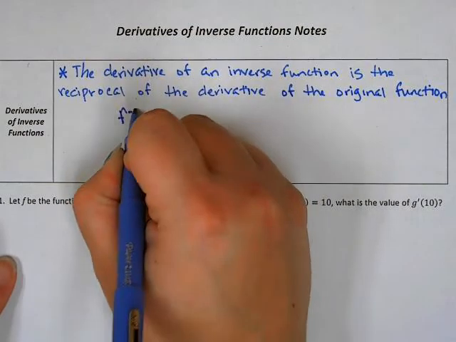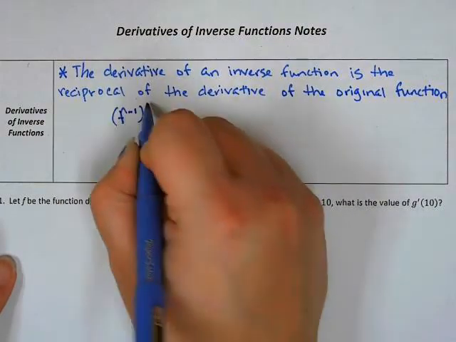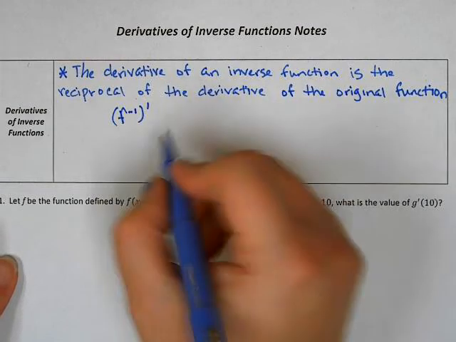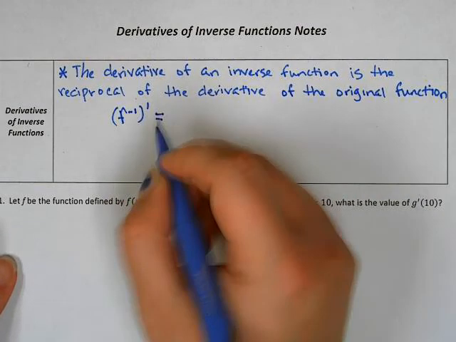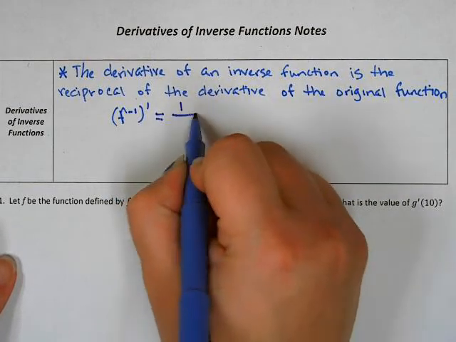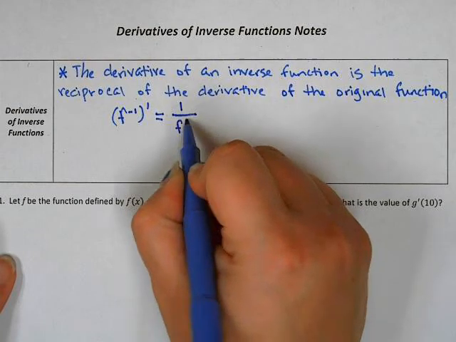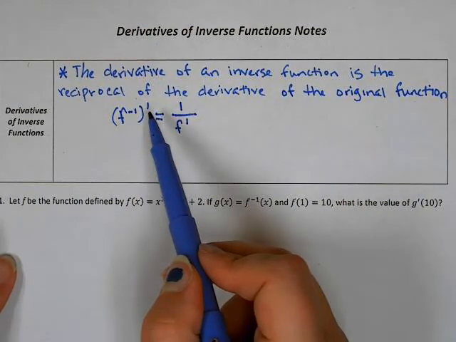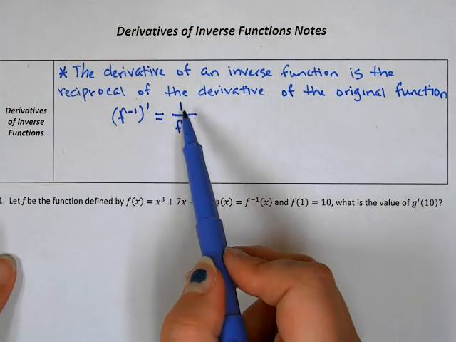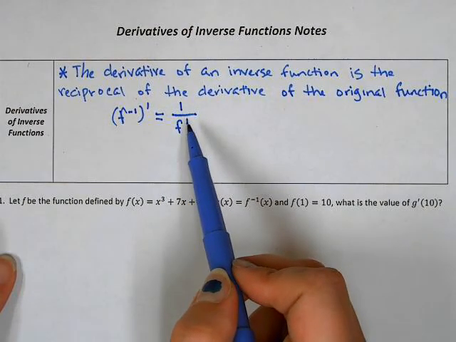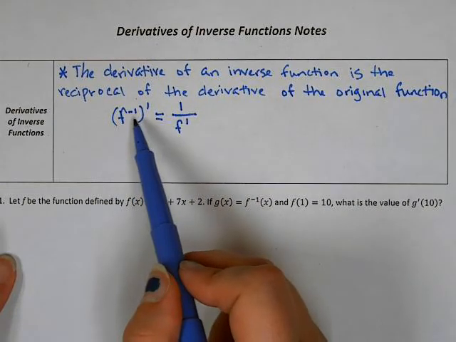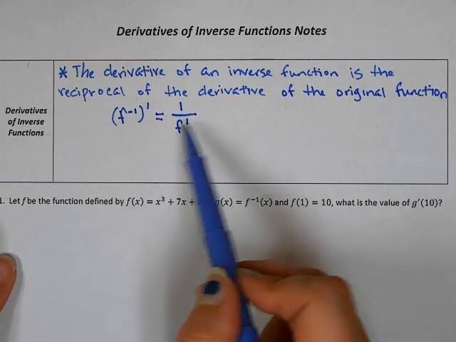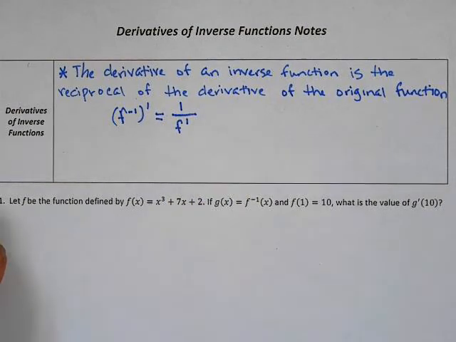So f inverse, and we want the derivative. So the derivative of the inverse is equal to the reciprocal of the derivative of the original. So f inverse prime is equal to 1 over f prime. So this is our derivative of the inverse. This is the derivative of the original, and then reciprocal means the flip of it.